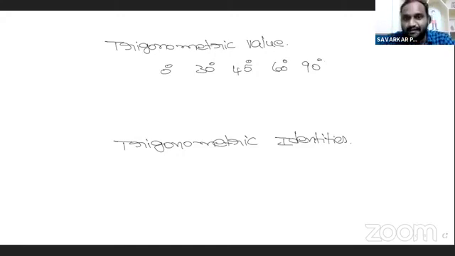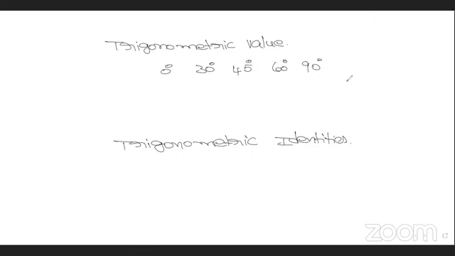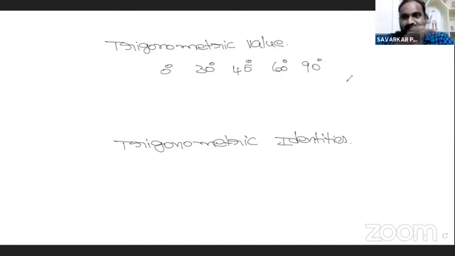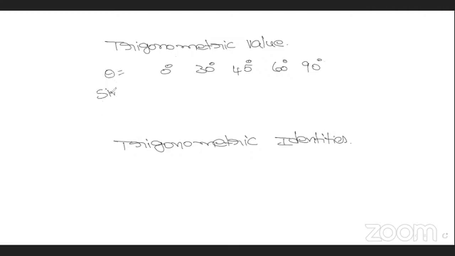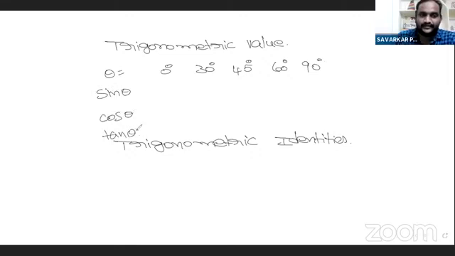Okay, sir. How do we do the trigonometric values? When theta is 0, what is the sin 0 value? What is the cos 0 value? What is the tan 0 value? What are sin 30, cos 30, tan 30? When theta is 0, 30, and so on, what are sin, cos, and tan? This table you have to prepare. Okay? Then we will see.